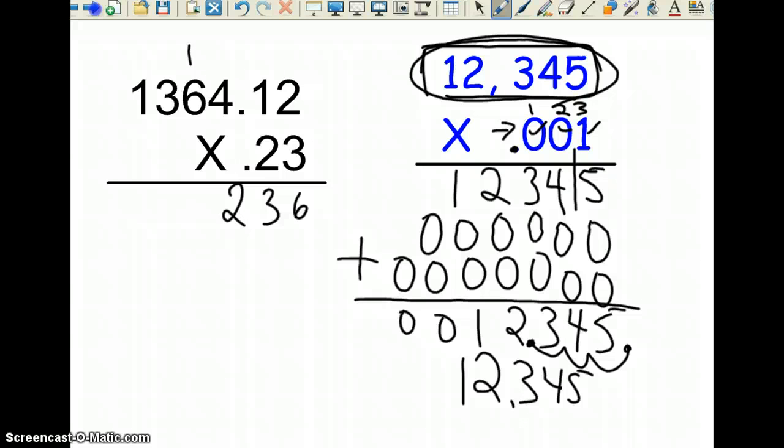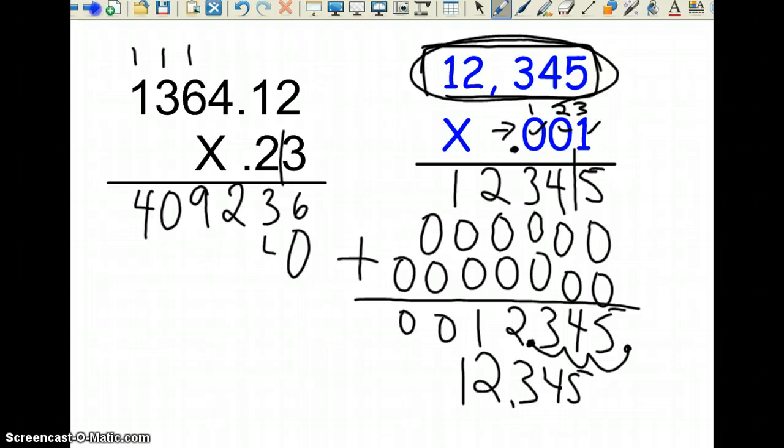3 times 6 is 18, plus 1 is 19. Put the 9 down here, carry the 1 up there. 3 times 3 is 9, plus 1 is 10. Put the 0 down there, put the 1 up there. 3 times 1 is 3, plus the 1 is 4. Now because I've moved place values, I have to put the magic 0 down there.